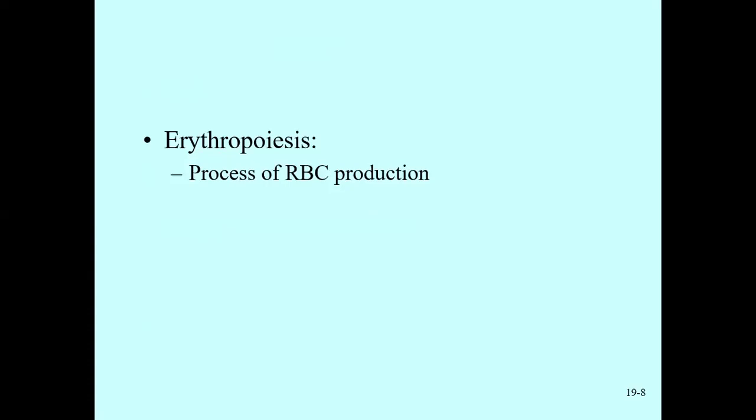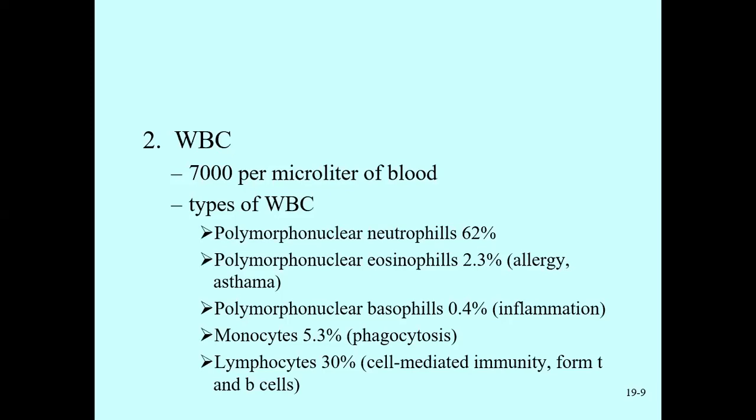Erythropoiesis is the process in which the RBC are produced. The word poiesis means production, and erythro means the red blood cell. So the process of RBC production is known as erythropoiesis.